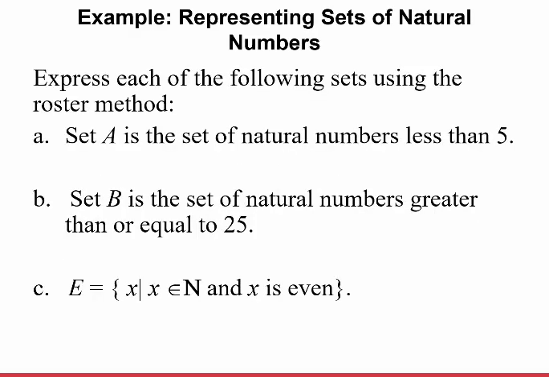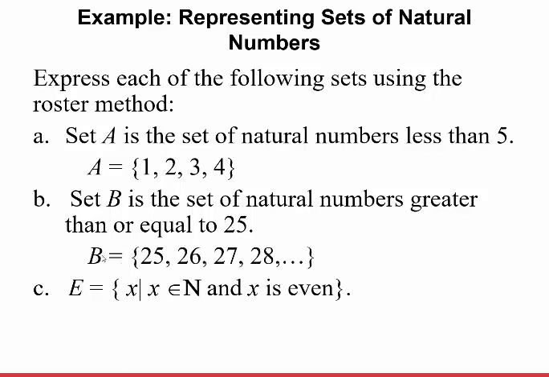All right, so let's express each of the following sets using the roster method. Okay, so first one, set A is the set of natural numbers less than 5. Well, the natural numbers less than 5 are 1, 2, 3, 4. That's it. Set B is the set of natural numbers greater than or equal to 25. Well, natural numbers go on forever. So B is equal to 25, 26, 27, 28, comma, which indicates that it would go on forever, and then we'd close this.